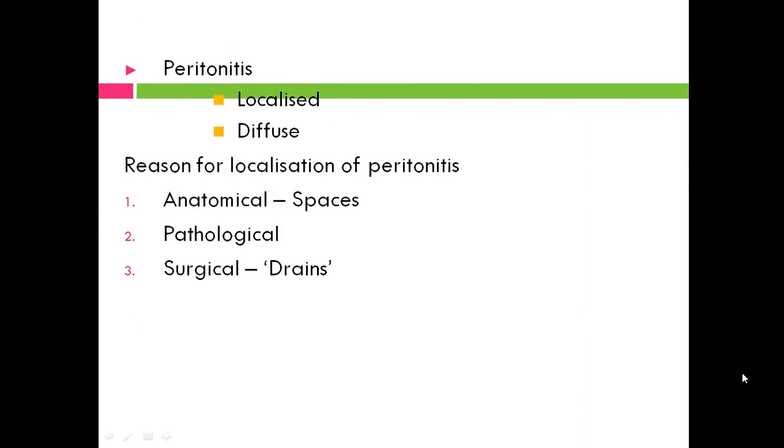Now peritonitis can be either localized or diffuse. What is the reason for localization of peritonitis? It could be due to the different anatomical spaces, it could be pathological, or maybe due to surgical drains. So these are the reasons cited for localization of peritonitis.